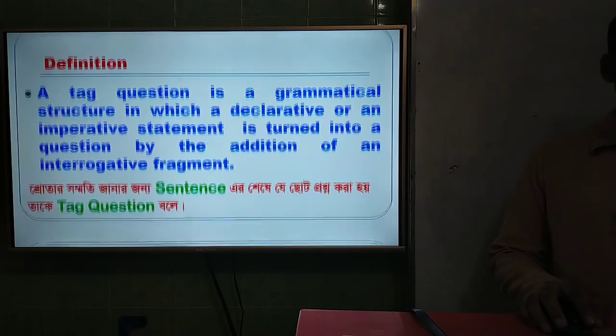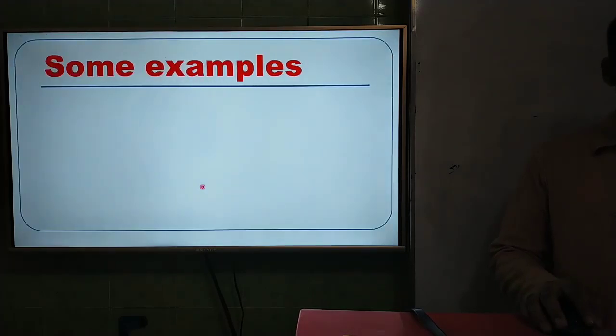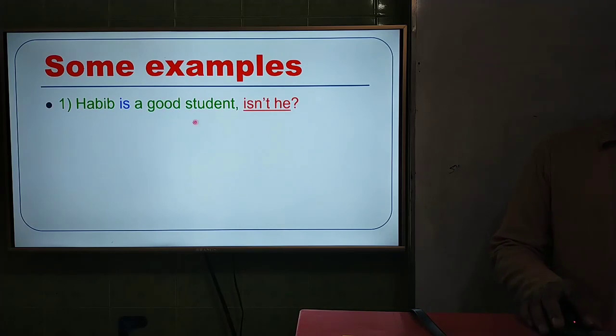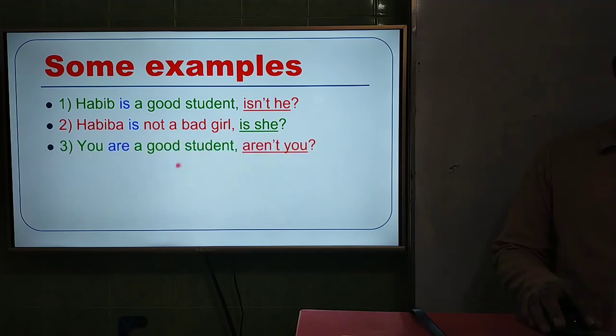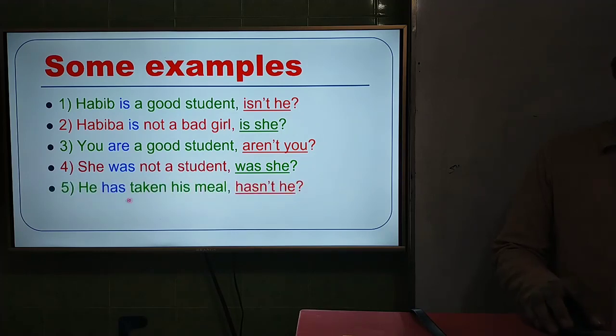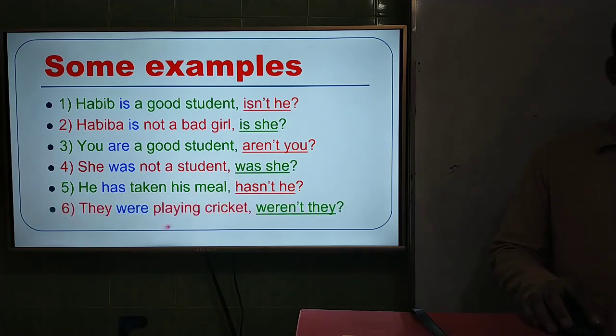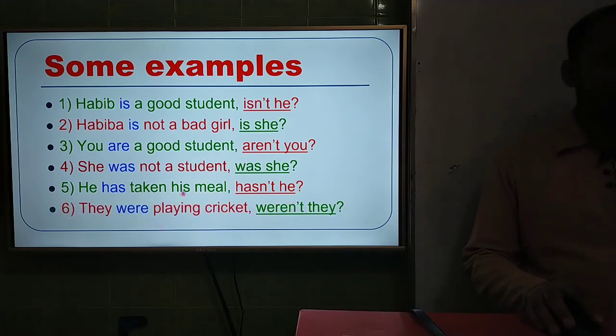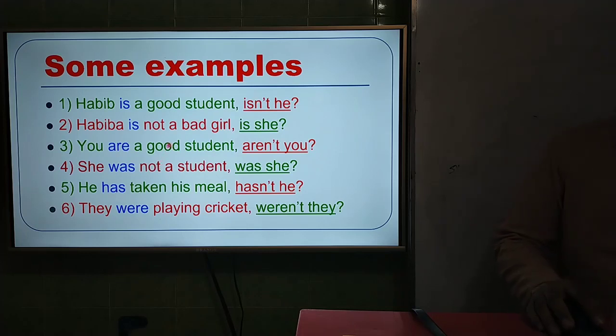Let's see some examples and then we shall discuss them. Habib is a good student. Habiba is not a bad girl. You are a good student. She was not a student. He has taken his meal. They were playing cricket. Here there are 6 examples of take questions. We shall discuss the rules of take questions by discussing these 6 sentences.